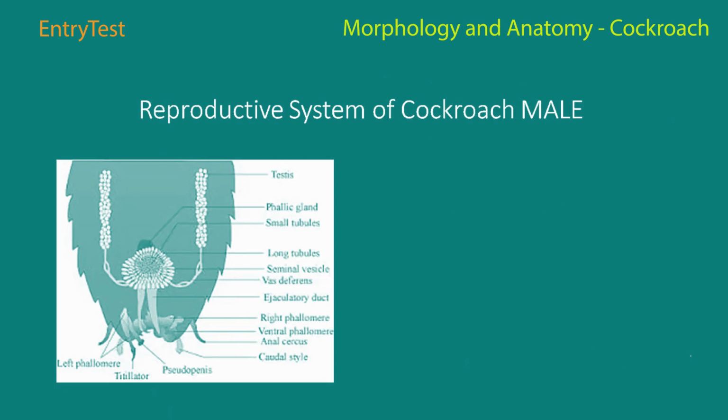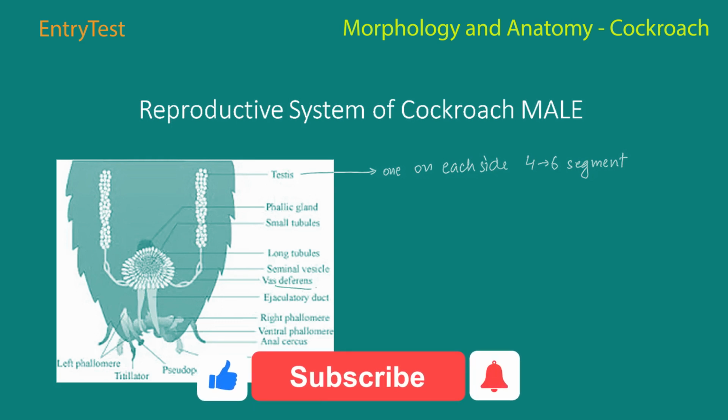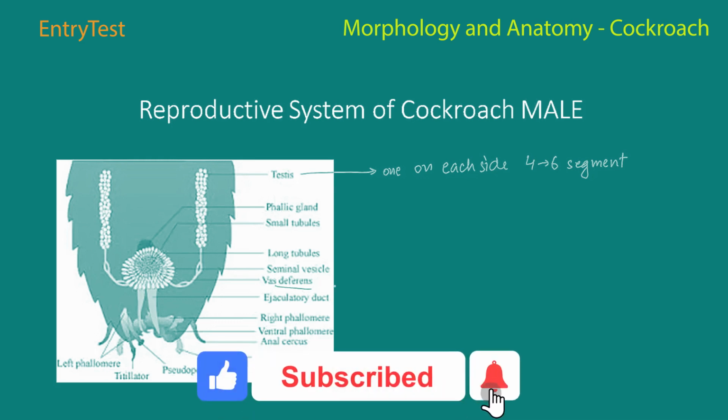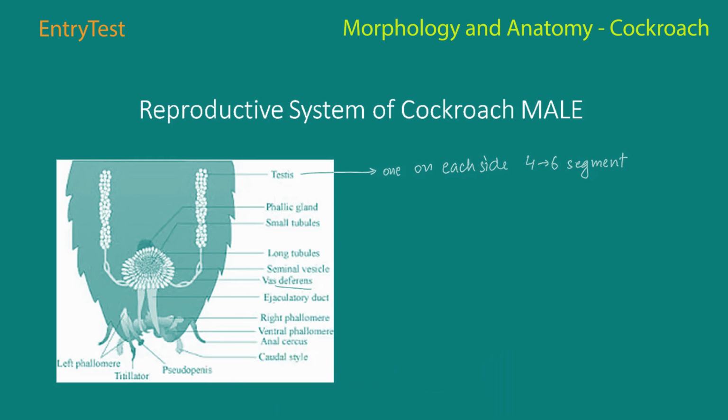There is a pair of testes, one on each side in the 4th to the 6th abdominal segments. And from each testis, I hope you're able to see, there is this tubular structure known as vas deferens. It's very thin. It opens into the ejaculatory duct through the seminal vesicles. So this is the ejaculatory duct, and this part over here that you can see, that is the seminal vesicle, this flower shaped white colored part that you can see in the diagram.